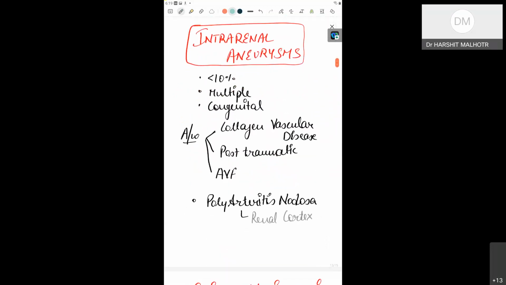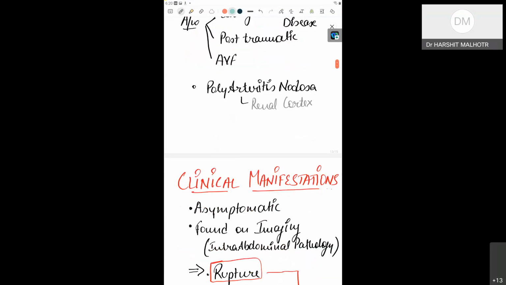Then the next variety is a rare variety of true aneurysm. Like I told, more than 90% are extraparenchymal. Now the less than 10% variety is the intrarenal or intraparenchymal aneurysms. These are most commonly congenital and multiple. Being congenital, they are commonly associated with collagen vascular disorders or AV malformations per se, and can be post-traumatic also. They are also seen in polyarteritis nodosa. It is a collagen vascular disorder in which there is renal cortex involvement.